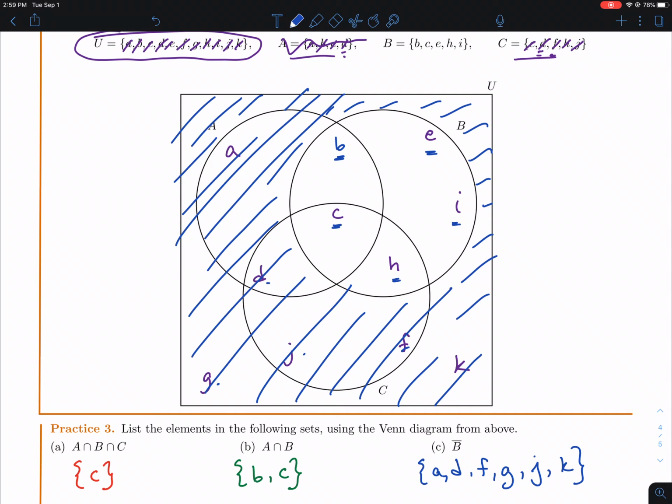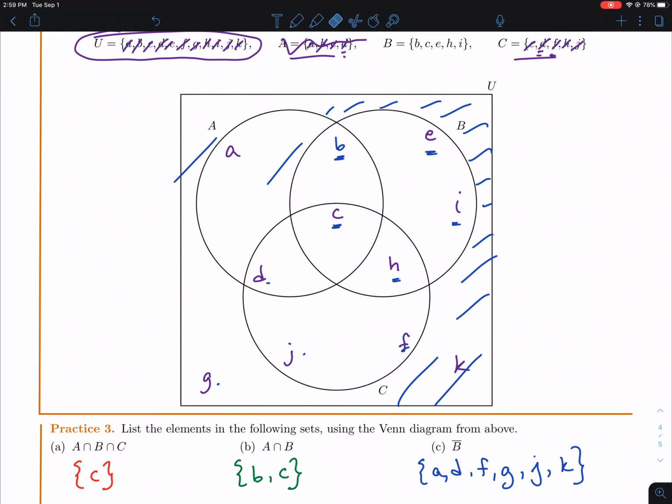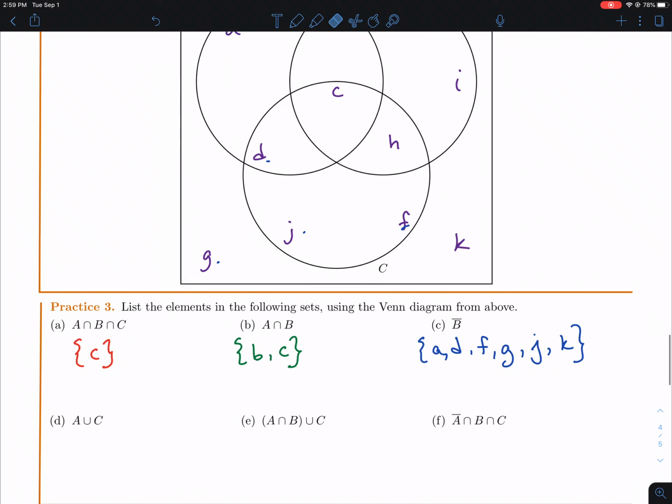All right, let me see if I can erase this without erasing all the other good stuff here. This could be bad. Ooh, I'm doing pretty good. Look at that, the beauty of technology. So, all right, let's look at the next one here.